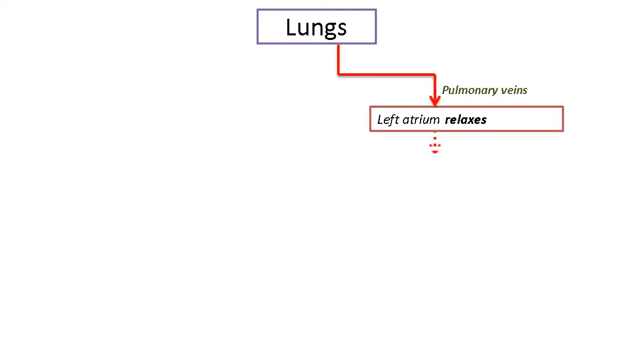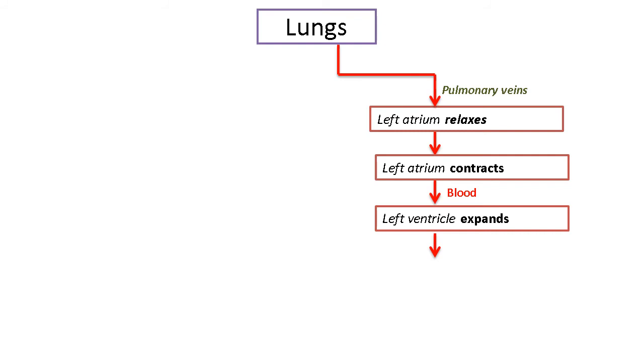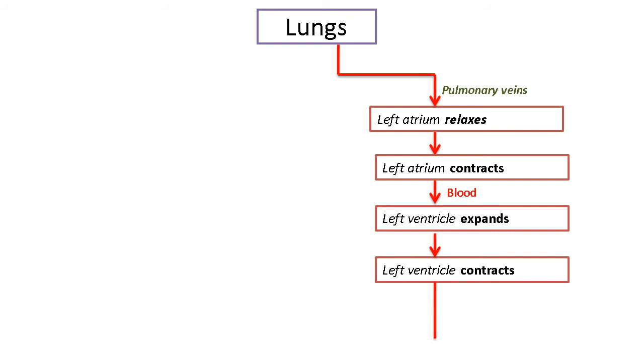At first, as you can see, from the lungs, the pulmonary vein brings oxygen-rich blood to the left atrium, where the left atrium is in relaxed position. Here the arrows are depicting the blood flowing in the process. Then when the left atrium contracts, at the same time the left ventricle expands and the blood goes from the left atrium to the ventricle. When the left ventricle contracts, with the help of the aorta, blood is transported to all body organs of the body.